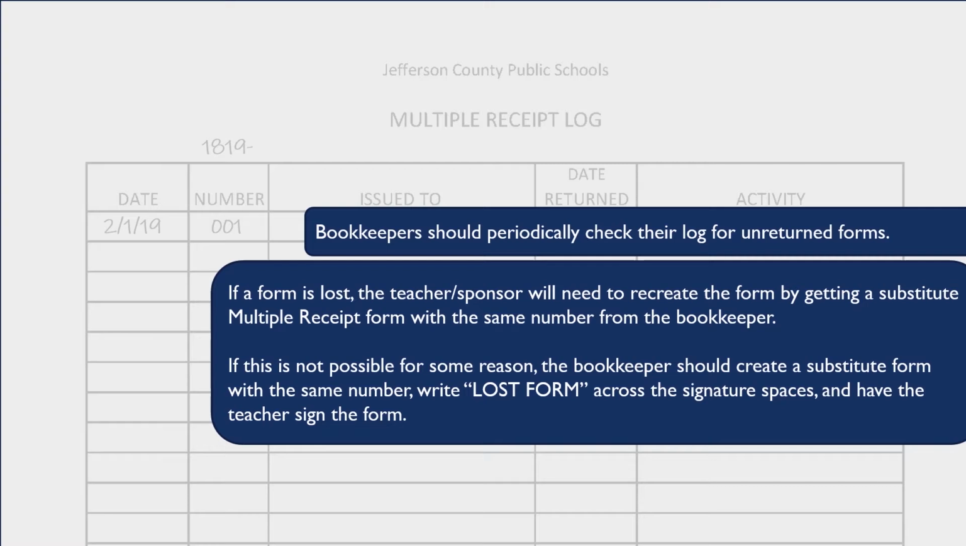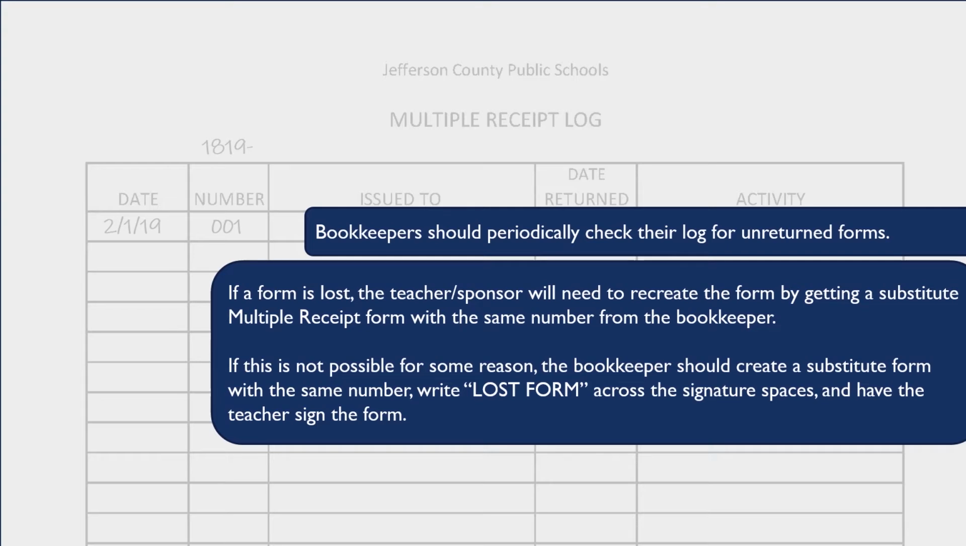Should a multiple receipt form become lost or destroyed, the teacher or sponsor should recreate the form by getting a substitute multiple receipt form with the same multiple receipt number written on it from the bookkeeper, and then have the applicable students sign the form. If this is not possible for some reason, the bookkeeper should create a substitute form with the same multiple receipt number, write "lost form" across the signature spaces, and have the teacher sign the form.